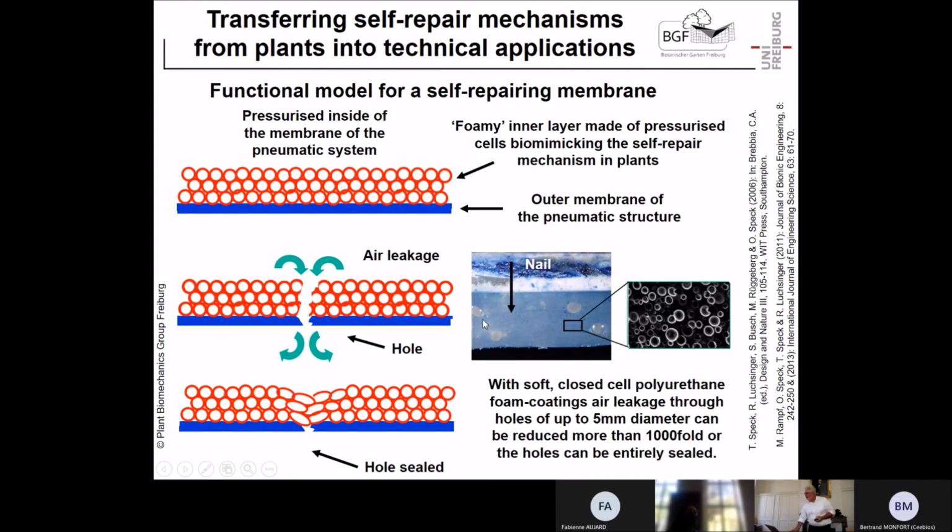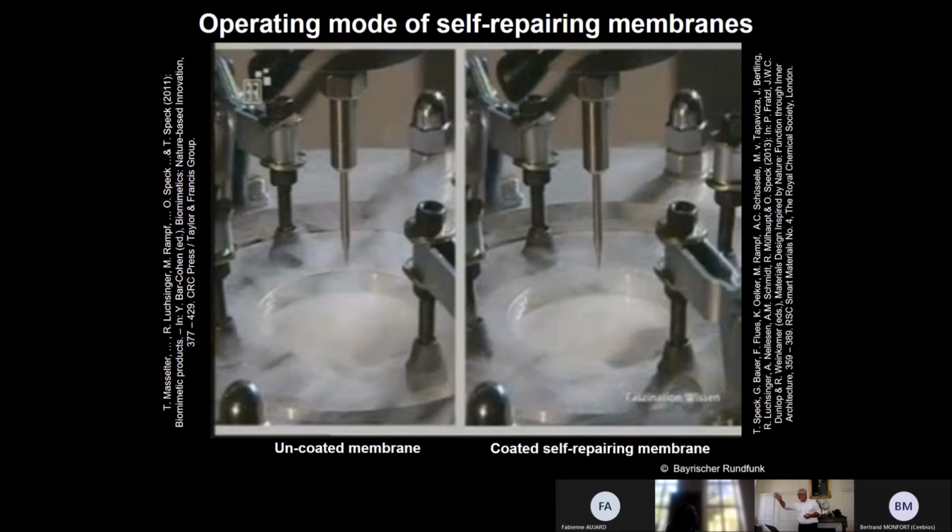And this works. Here you see a membrane, here you see our sealing foam, you see a nail was driven through here, you see the nail channel here, but here it's already sealed. And with this soft-cell polyurethane foam coating, we can reduce the leakage in holes up to 5 mm diameter by a factor of 1,000, and in 99% of cases we can entirely seal it. And this was really great. I'll show you a movie.